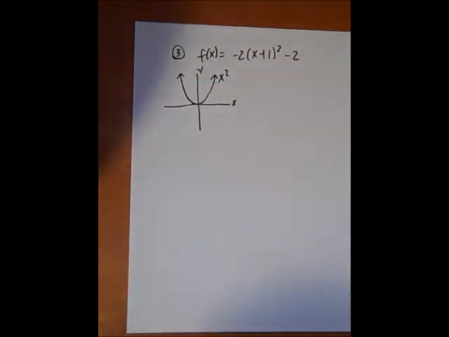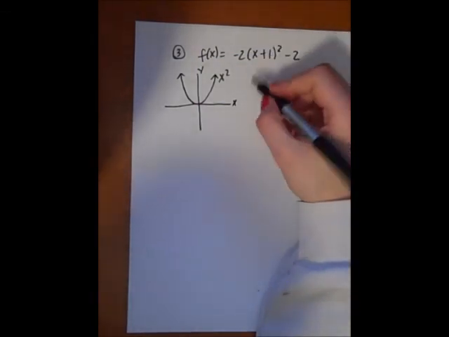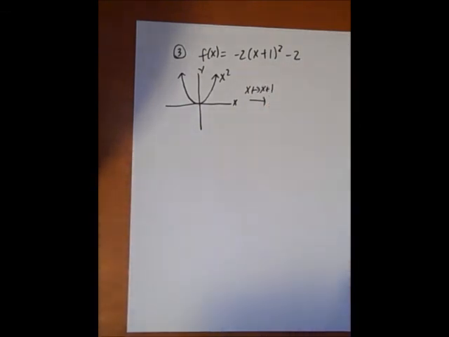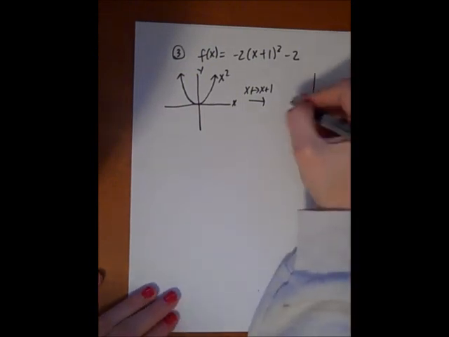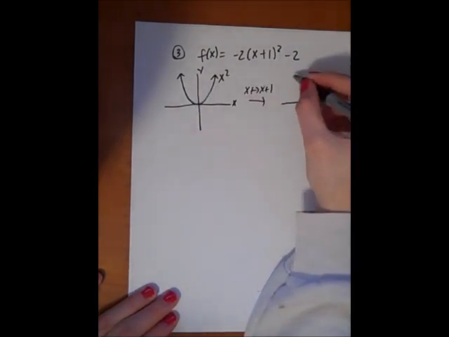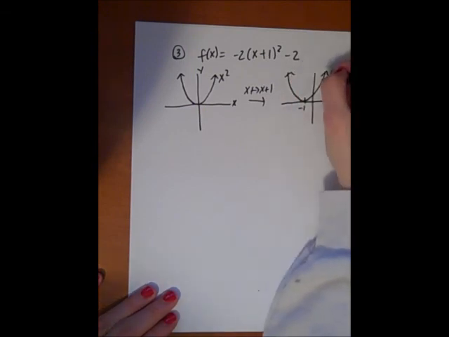Now what does the order of operations tell you to do first? It says that in parentheses I have an x plus 1, so let's replace my x by x plus 1. Now adding 1, that's not going to move it to the right like you think it should. It's going to move it to the left. So this point that was at 0, 0 is going to move left to negative 1, 0. So this is the graph of x plus 1 squared.